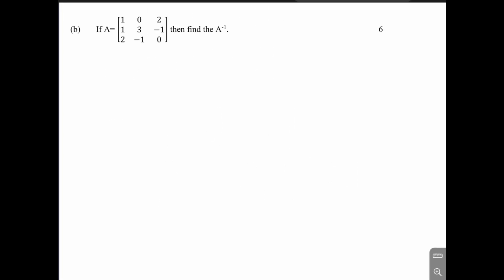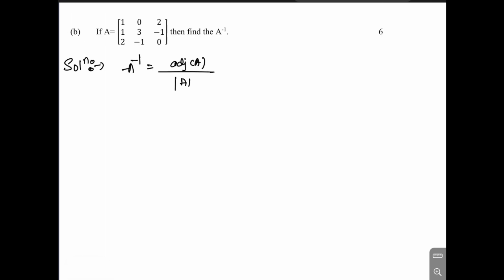Next problem here, A equals 1 0 2, 1 3 minus 1, 2 minus 1 0. Here we need to find the value of A inverse. Let's try to solve the problem. We know that the A inverse formula is adjoint of A divided by determinant of A. Now first of all we'll try for finding the adjoint of A.